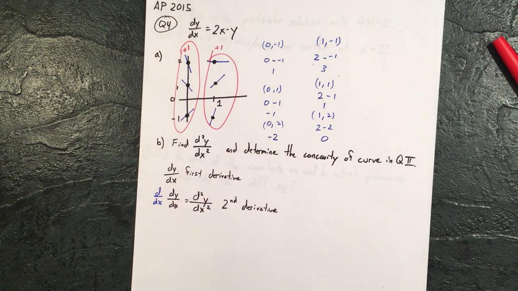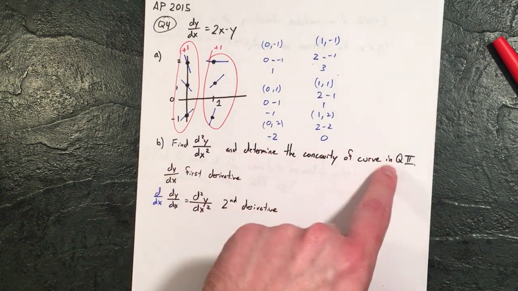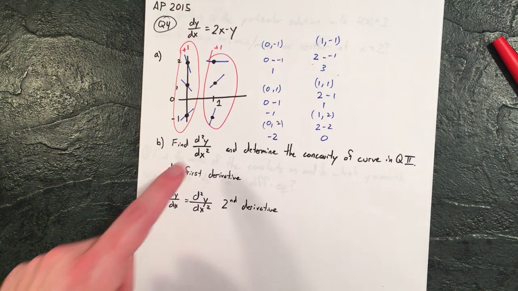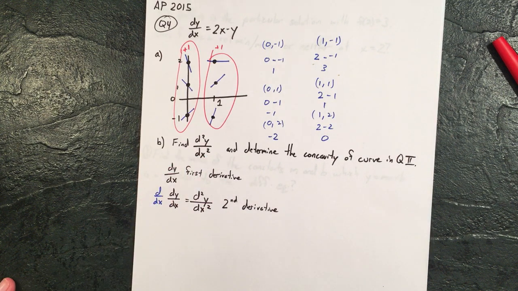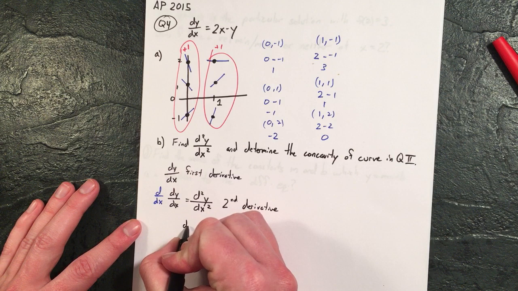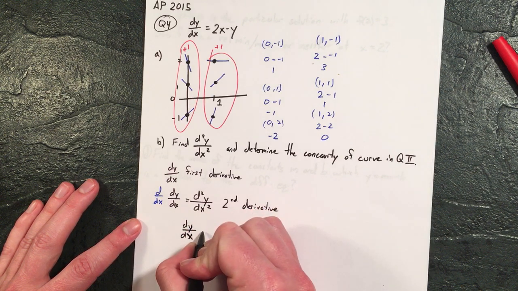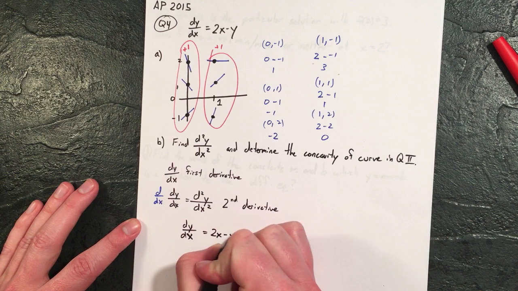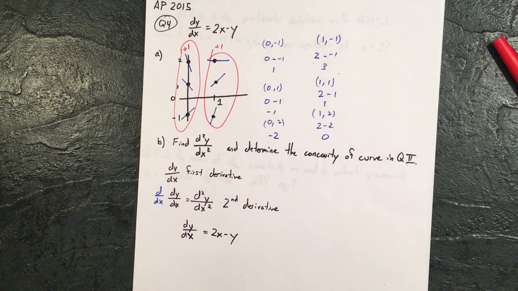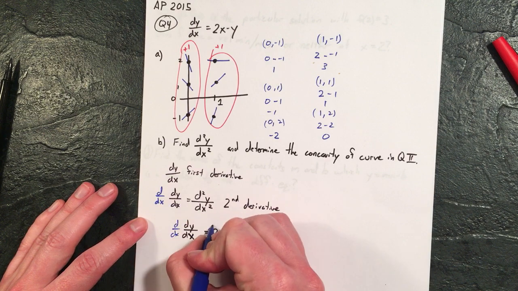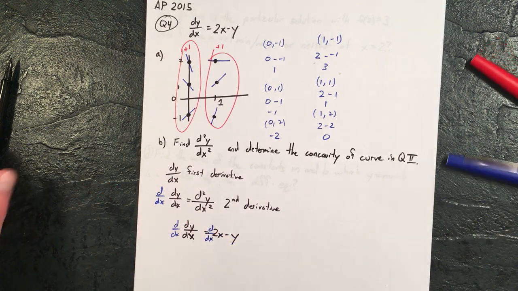Well, if they want us to find it, and it says that's the first thing, that's what we should do. The AP doesn't pull any punches. It says find it and then determine the concavity. So the first thing we should do is probably find out what this second derivative is. Well, think. The very top, if I can draw here, the only thing they gave us was the derivative here. And if we need the second, let's actually take the derivative of both sides.